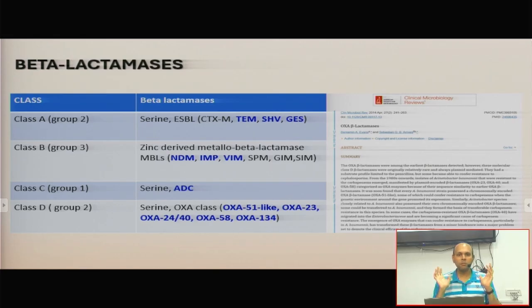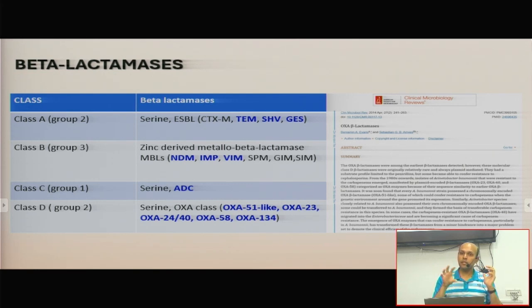So extended spectrum beta lactamases are the ones that are going to hydrolyze all these cephalosporins, penicillin, those kind of antibiotics. In B class, you have got the metallo-beta lactamase. These are carbapenemases. So they are going to hydrolyze the carbapenem class of antibiotics, imipenem, meropenem. So NDM, IMP, VIM, these are all metallo-beta lactamases.